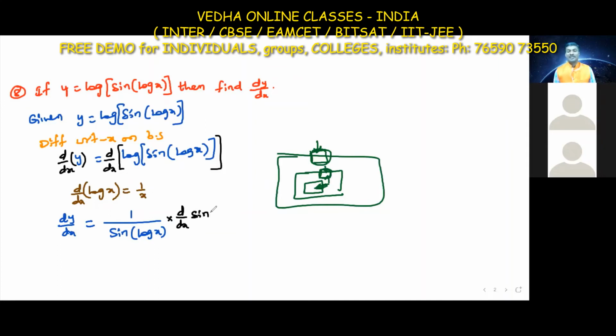Okay, d by dx of sine of log x. Once again, just to check this. First, think about the outside function. Outside we have logarithm. d by dx of log x is equal to 1 by x is the formula. According to the formula, whatever we have in place of x, we substituted that. Whatever function we have in place of x, that function we need to differentiate once again. Okay, remember this. This is like a chain rule.